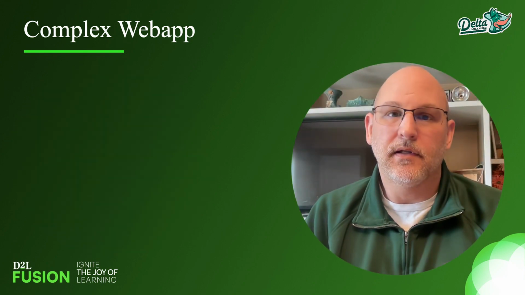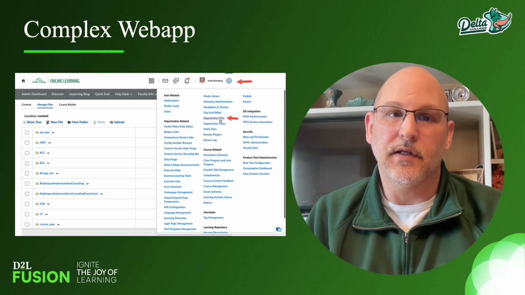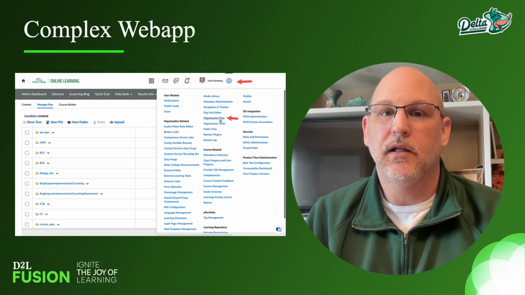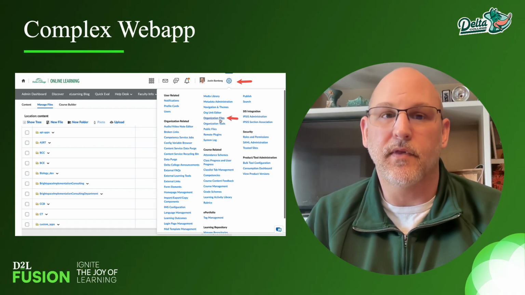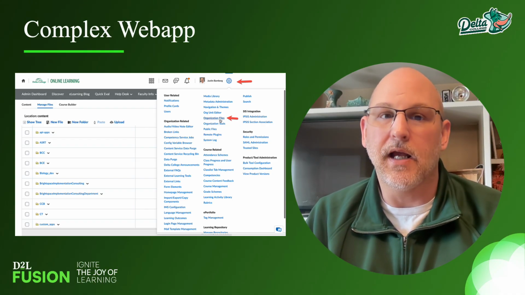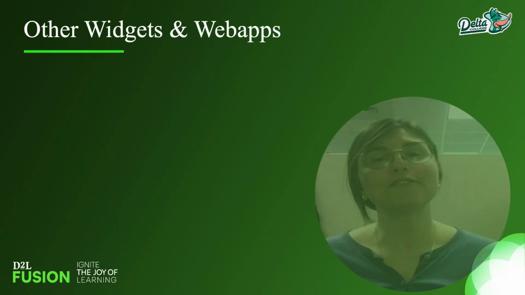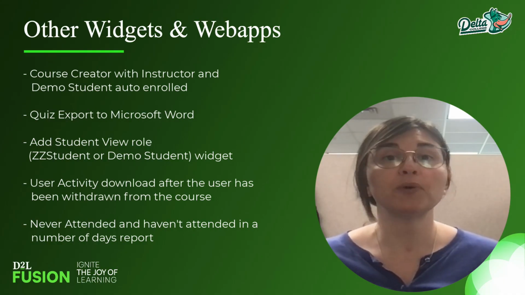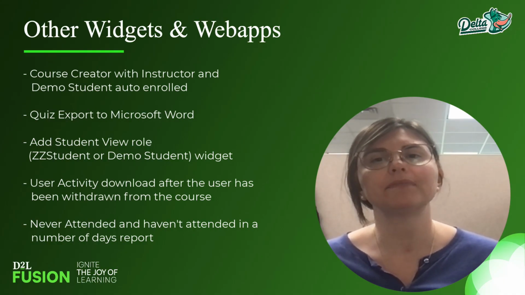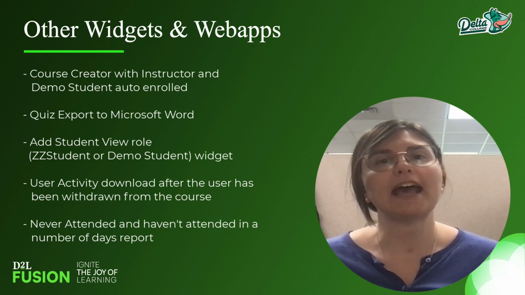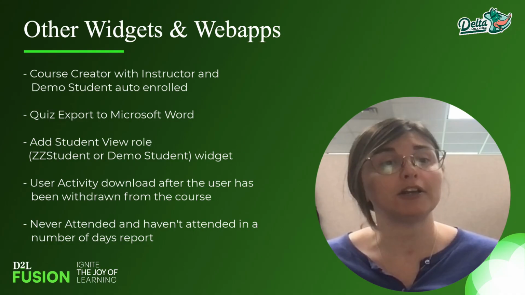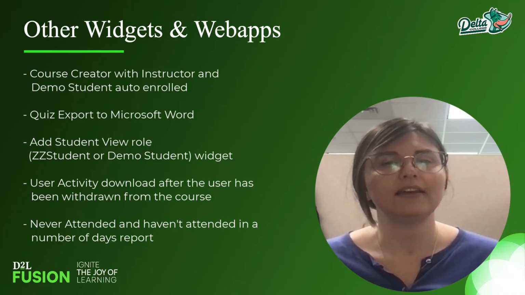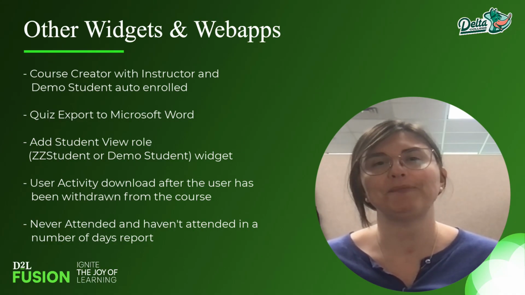As shown in the complex app is the ability in D2L to add folders to the organization files folder and build entire web pages, link to other folders in the directory, and run entire programs within its walls. These pages can be linked in navigation bars, widgets, or by direct link from the external links page. After the first widget, we have created a number of helper projects that have one use purpose. Course Creator with Demo Student and Faculty Enrollments built in, Quiz Export to Word, Add Student View Role to a course, pulling activity log data after a user has been unenrolled, reports on never attended, and a variety of other simple apps that run in D2L.